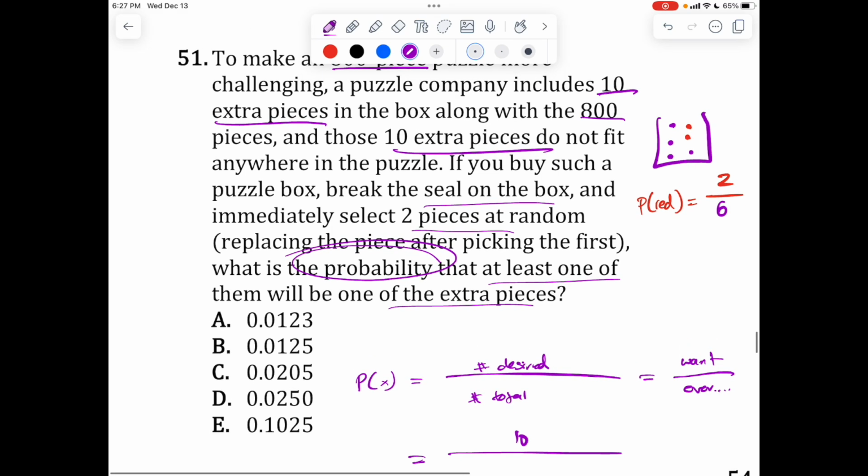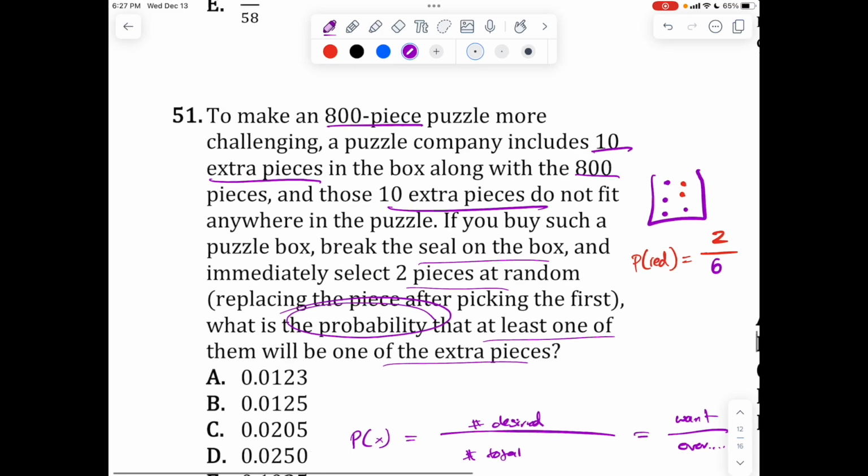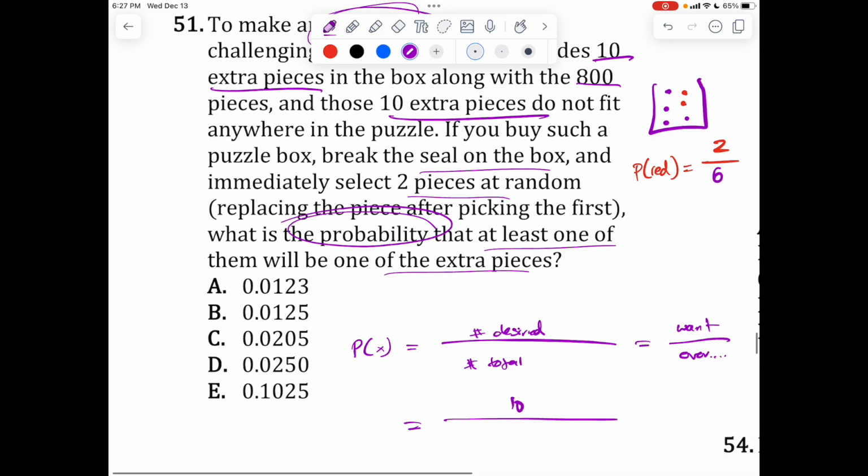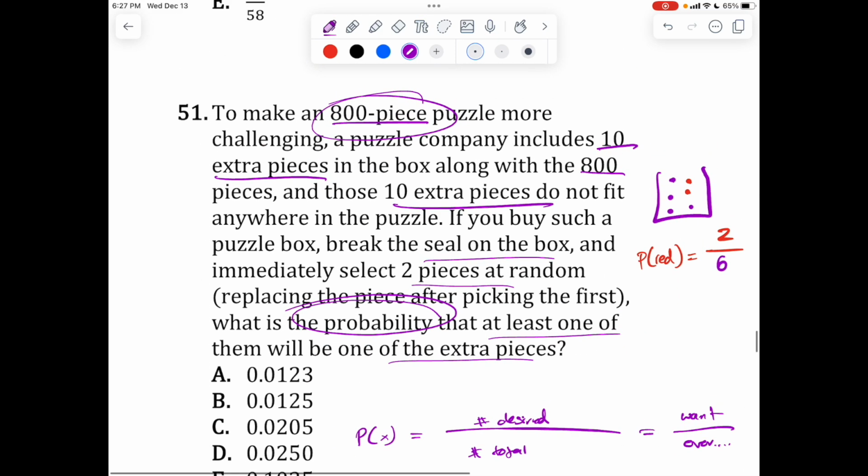Okay? Now, what's the total? Well, it says it's an 800-piece puzzle, right? So is the total just 800? Not quite, because it's 800 plus the 10 extra pieces. So your total is 800 plus 10. That's 810.